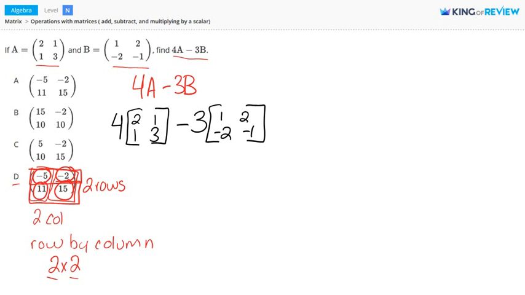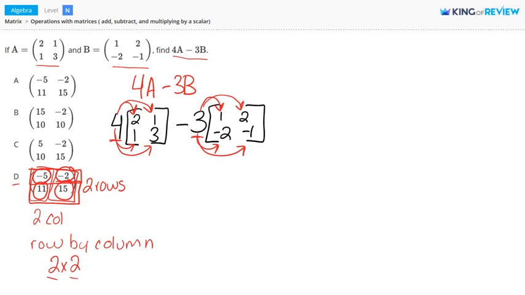One thing that I want to mention here is that when working with matrices, a real number is called a scalar. To multiply a matrix by a scalar, you multiply each entry in the matrix by the scalar. This is called scalar multiplication. So for 4A, 4 is the scalar, and we're going to multiply each entry within this matrix by 4. And the same goes here for 3B. 3 is the scalar, and we're going to multiply each entry within matrix B by the scalar 3.